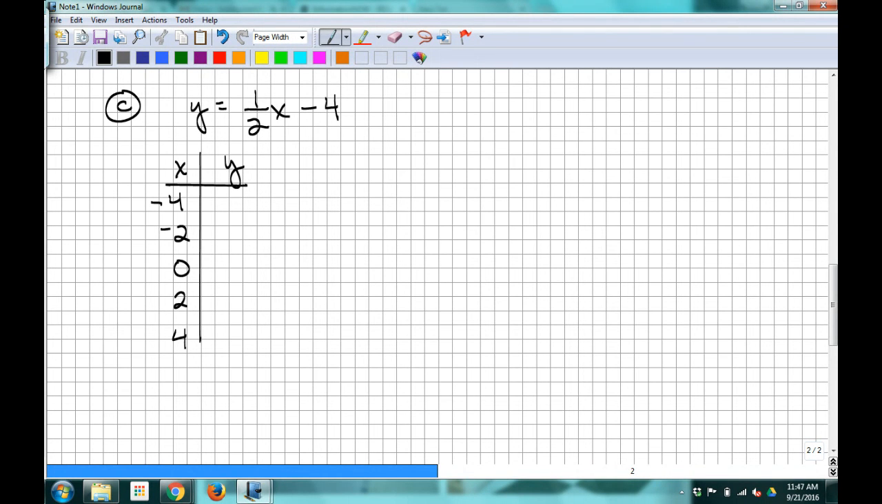Would it mess it up if I did -2, -1, 0, 1? No, it's still going to get you the same picture if you do it correctly. It's just going to be harder to do the math because you got a fraction to deal with when you do an odd number. Okay?